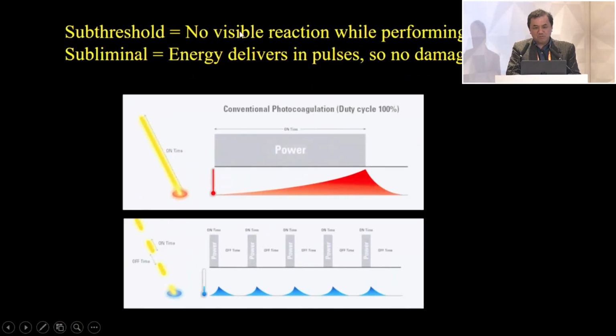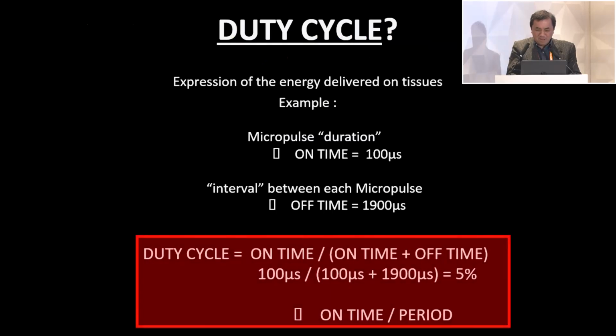Again, subthreshold means no visible reaction while performing the laser, and subliminal means the energy is delivered in pulses, so there is no damage to Bruch's membrane. Here you can see that we choose the power, and the power goes off, and for the rest of the cycle the laser is not firing, which allows the tissue to cool down and avoids the iatrogenic problem. Duty cycle is the percentage of time that the laser is firing in relationship to the pulse you've chosen. So a 5% duty cycle means that 5% of the time the laser is firing, but 95% of the time the laser is not firing, so you have time for it to cool off.